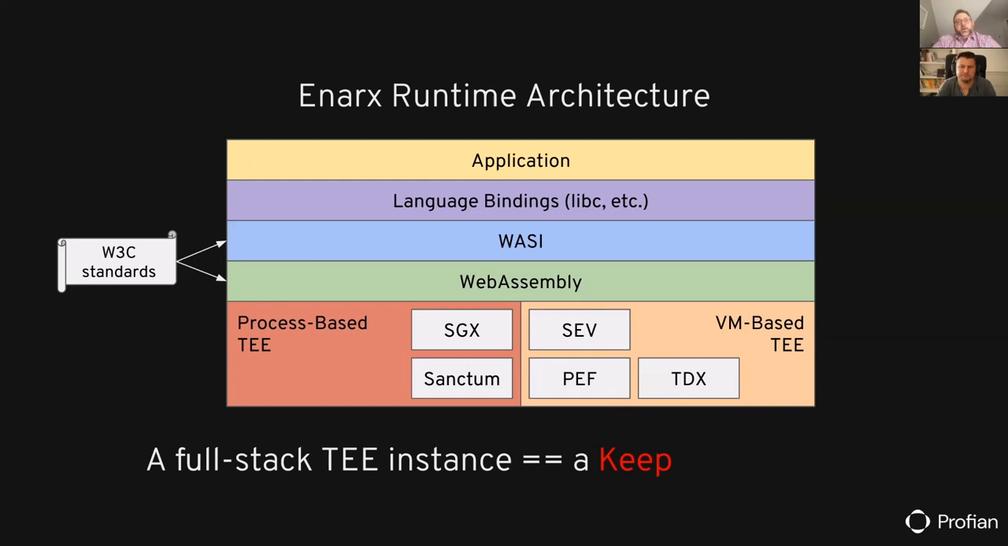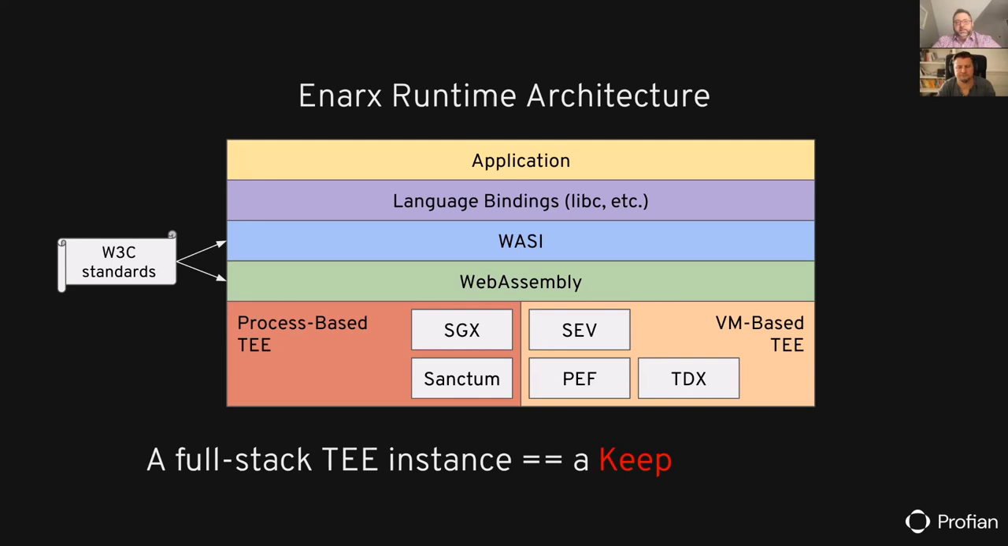WebAssembly also has a set of system interfaces called WASI, WebAssembly System Interface. These are sort of like POSIX syscalls. They provide APIs outside of the WebAssembly execution environment in order to be able to do syscall things. And then on top of that, there are language bindings that are provided. For example, the Bytecode Alliance provides a libc implementation on top of WASI. This means that you can take your C application, compile it, and link it against the Bytecode Alliance libc, which will under the covers use WASI in the same way that under the covers glibc uses Linux syscalls and so forth.